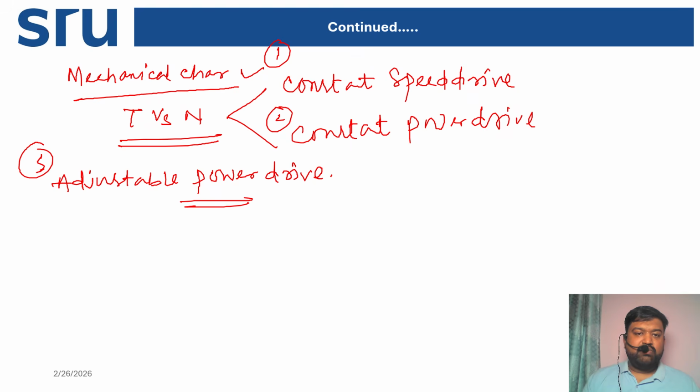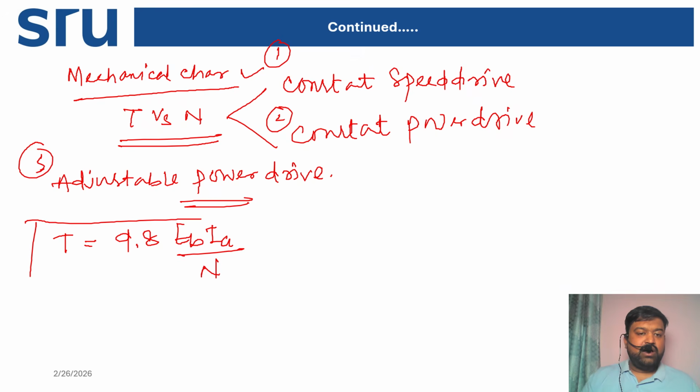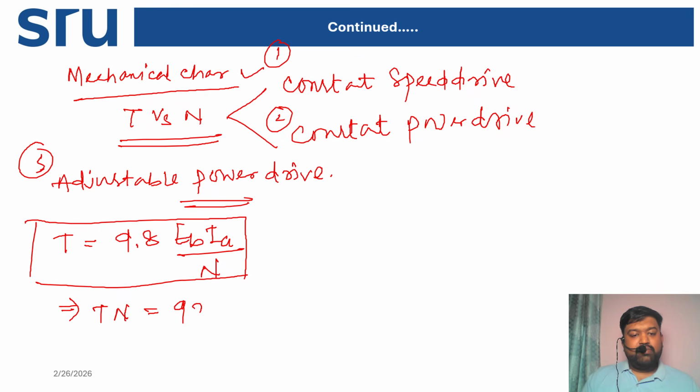Torque versus speed. In the torque formula, we derived one equation, torque equal to 9.8 into EB into IA by N. If you see the final formula we derived in the torque equation, then you can say that EB into IA is nothing but the power. And I write from this equation that torque into speed equal to 9.8 into P out, right? Then in simple way, if you represent torque and speed, they are directly proportional to power.